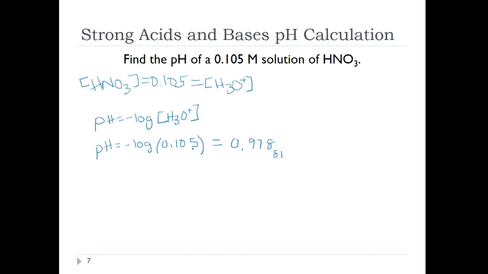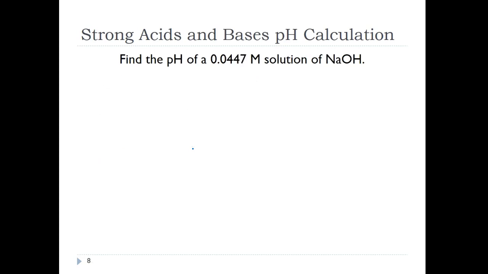I didn't do an example of sulfuric acid, since with sulfuric acid it's kind of a mix of strong acid and weak acid, and this example only goes through strong acids and strong bases. So let's practice with the strong bases. So for this one, we have a 0.0447 molarity solution of sodium hydroxide.